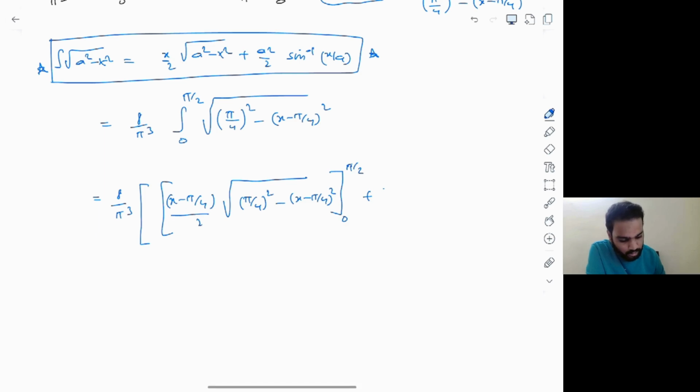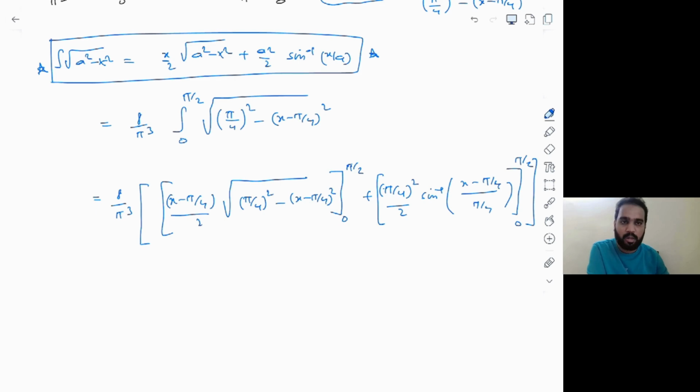Here clearly a is nothing but pi by 4, right? So a square will be pi by 4 whole square divided by 2 into sine inverse of x by a. X here is x minus pi by 4 and a is nothing but pi by 4. So once again limits are from 0 to pi by 2. Now you know what to do. Substitute upper limit, substitute lower limit, and I hope you can do the remaining calculation part here.